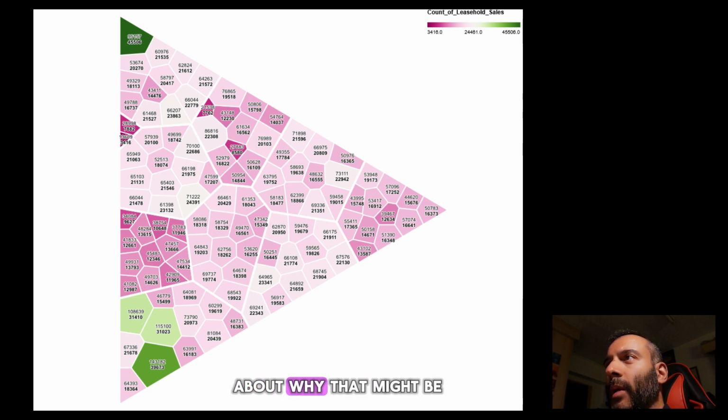Now if we think about why that might be, leasehold properties are typically associated with flats and apartments, higher density developments, urban areas and new build schemes. So naturally areas with more urban density, more development, more flats will show up as darker, more intense zones on this map. And that's exactly what we're seeing. Some areas clearly have high leasehold penetration, others are dominated by freehold houses, lower density stock, more traditional housing, things like that.